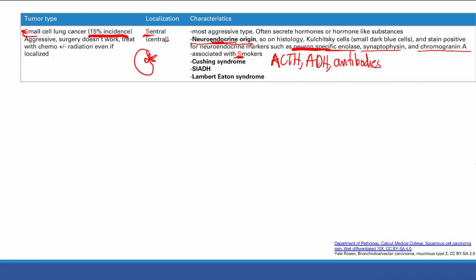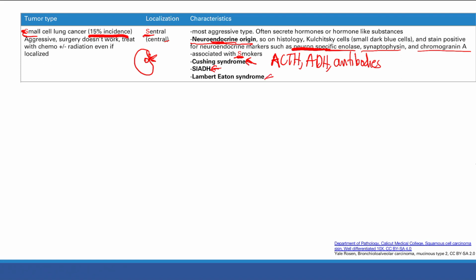So ACTH, what happens if you have oversecretion of ACTH? You're going to overactivate the adrenal cortex to make cortisol, and so you're going to get too much cortisol, you're going to get Cushing's syndrome. That's from too much ACTH from a small cell lung cancer. Too much ADH, antidiuretic hormone, leads to SIADH, syndrome of inappropriate ADH release. And what does ADH do? ADH acts on the collecting ducts of the kidneys to reabsorb water, and you're going to have too much water reabsorption. You're going to dilute your sodium, and you get hyponatremia. So you get hyponatremia in SIADH.